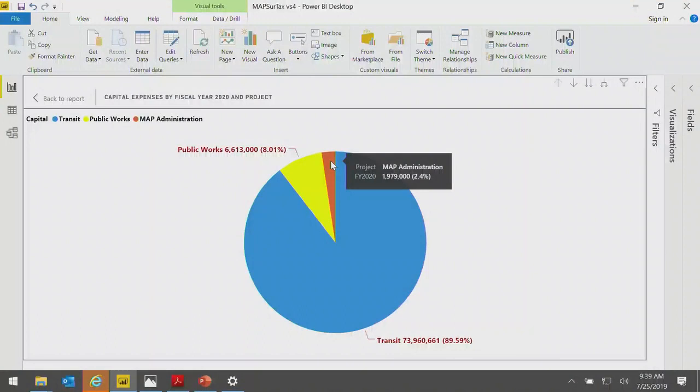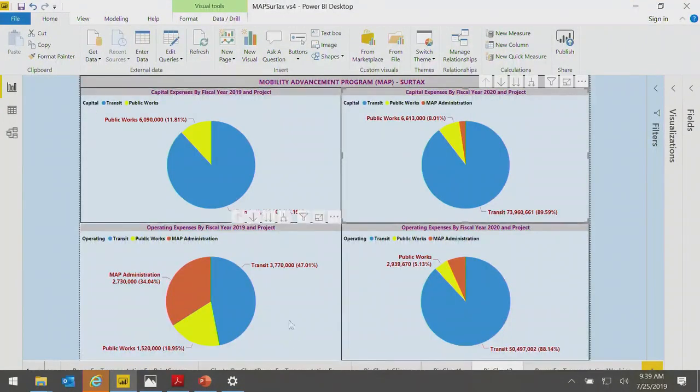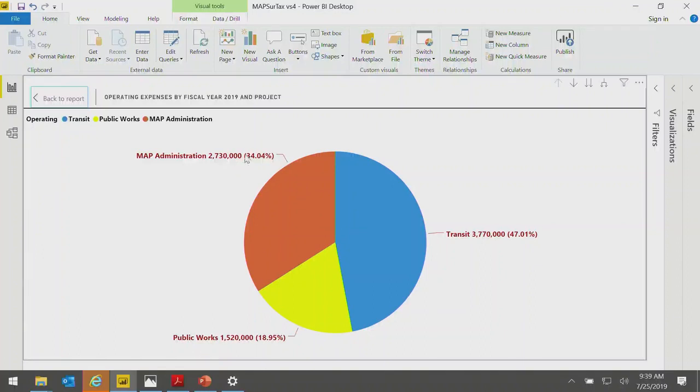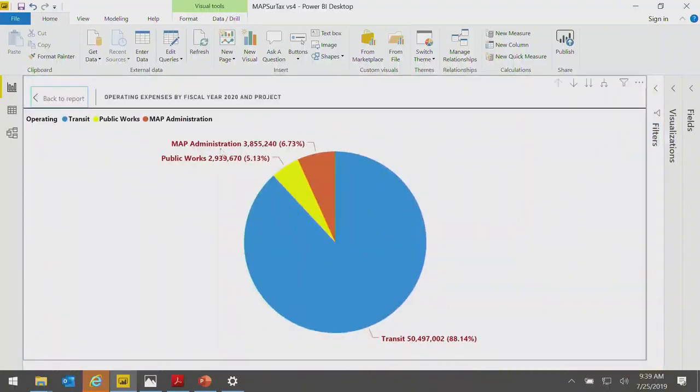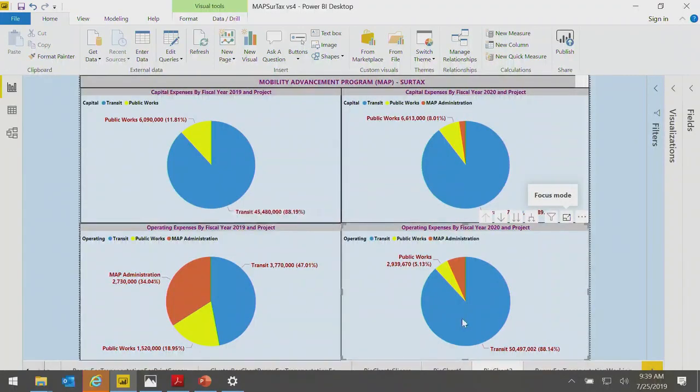And here you see map admin, 1.9 million, 2.4% for year 2020. And then if we just make this one bigger, this is again operating expenses. This was 19. So you see map admin at 2.7 million or 34%, public works at 1.5 or 18.95%, transit at 3.7 million or 47%. And then you can go over here and see the same thing for 20. So the big chart, you can compare them side by side. Like I said, I wish you could read it a little bit better, but then we can just zoom in.